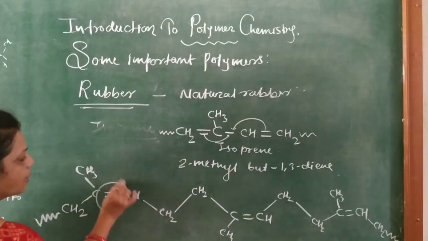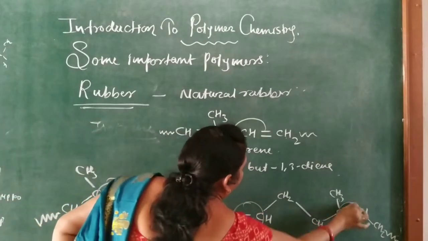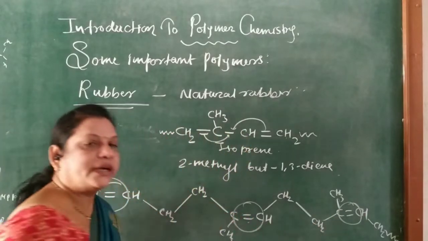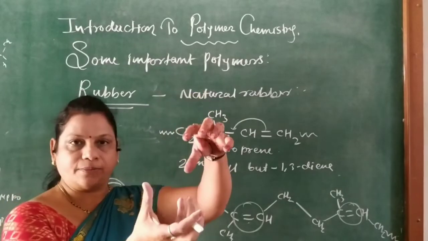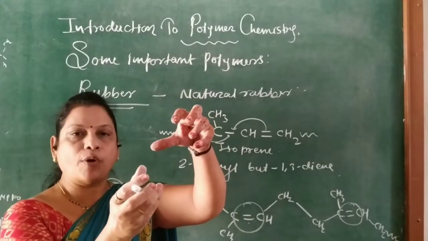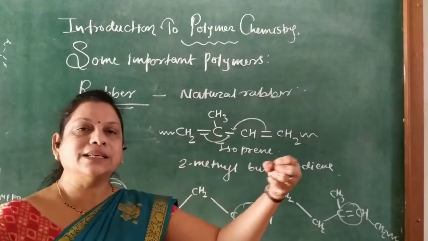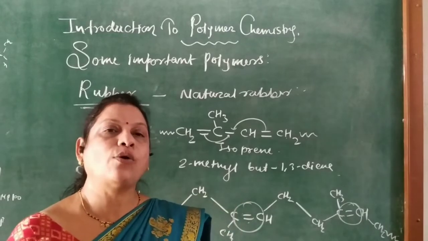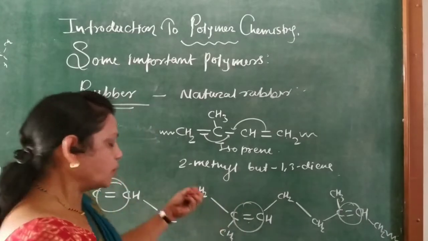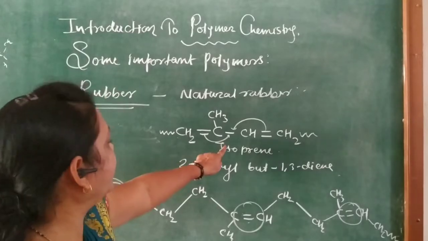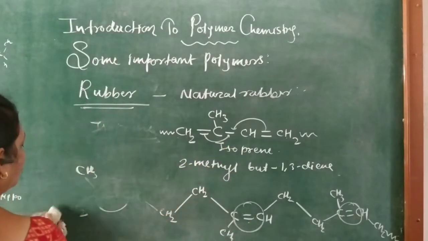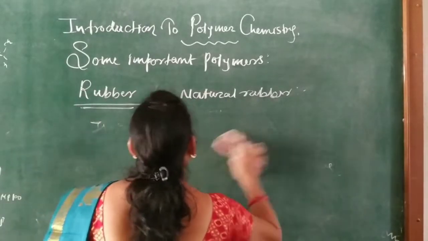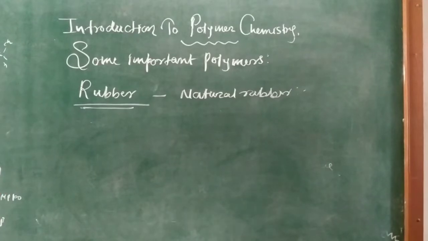Because of the double bond present in each monomer in a repeating manner, it forms a coil structure. Because of the multiple bonds and the coil structure, it behaves like an elastomer, and elastomers are commonly called rubber. For the preparation of rubber, when we take isoprene as the monomer, on polymerization it gives rubber, and that's why it is called natural rubber.